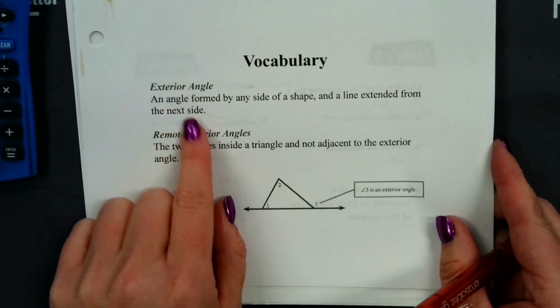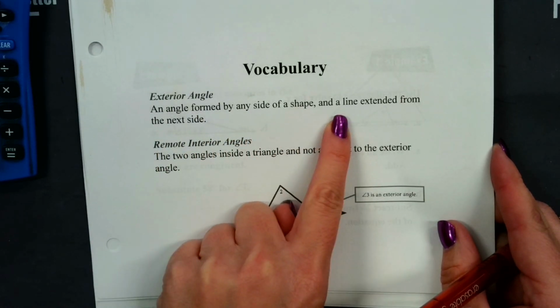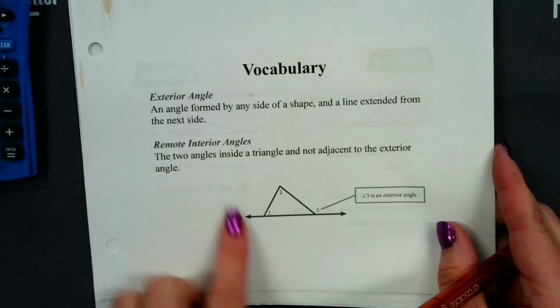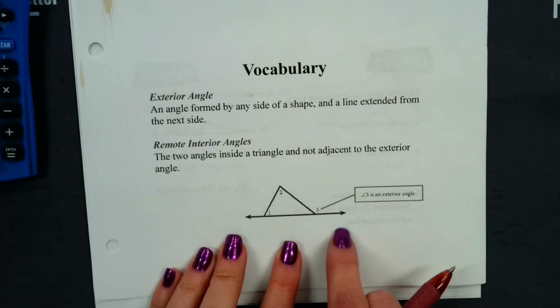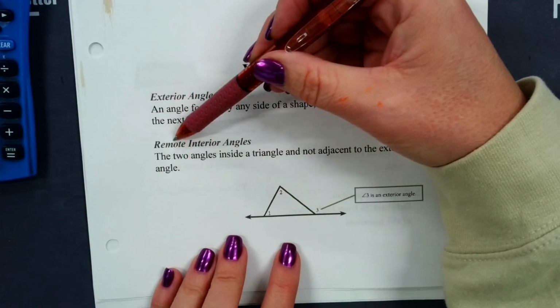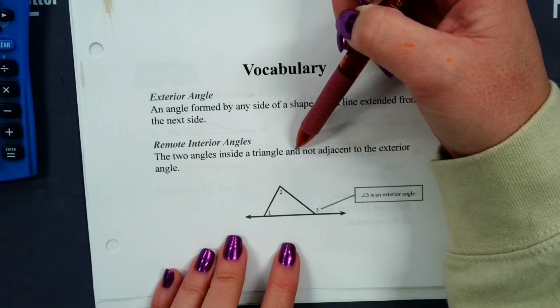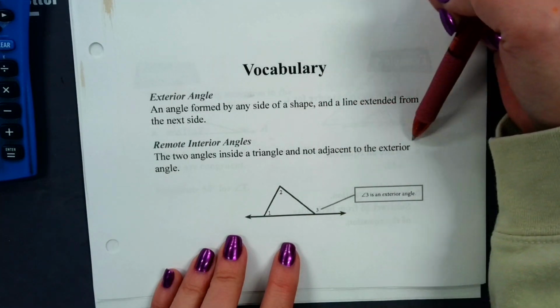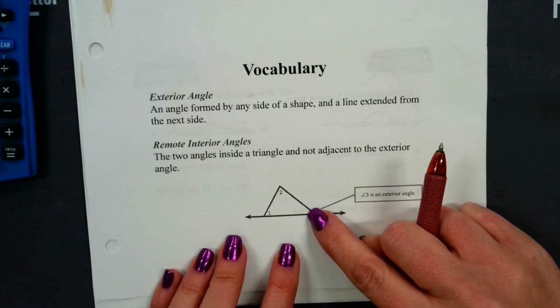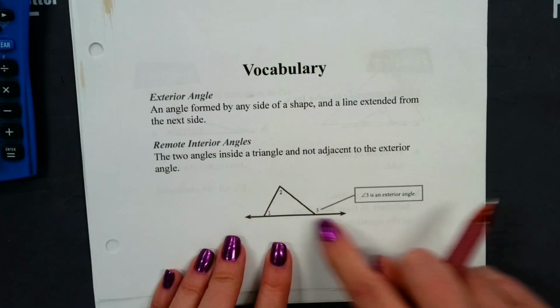Exterior angles. An angle formed by any side of the shape and a line that extends from it to the next. So this is like an exterior angle, the outside of the shape. Exterior, outside. Okay? Remote interior angle. The two angles inside the triangle and not adjacent to the exterior. So they're always just the ones across from it. Okay? That's a whole lot of verbiage.